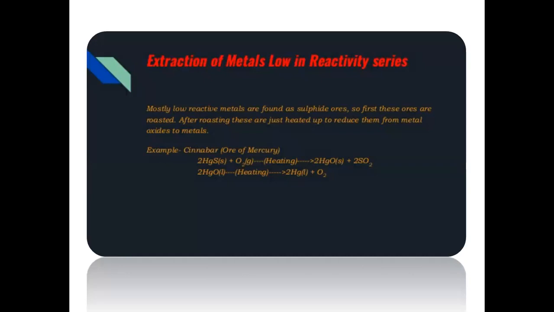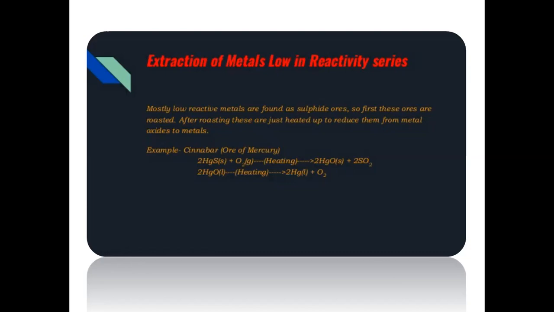For example, we'll take one ore of mercury, that is cinnabar. The formula is HgS. First of all, we'll apply a roasting process. Roasting means the heating of ore in excess of oxygen. So after heating in excess of oxygen, HgS is converted into HgO. It means it forms an oxide, right? And sulfur dioxide is released.